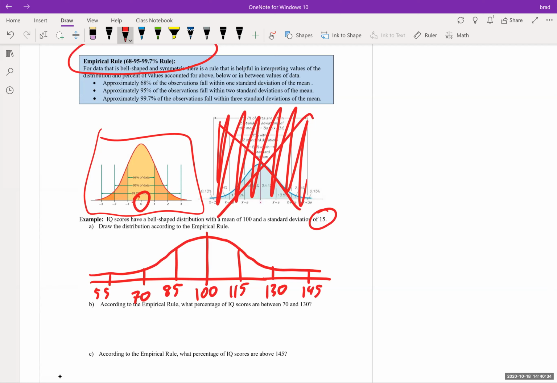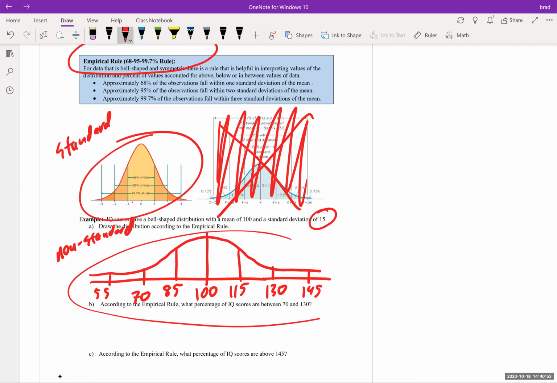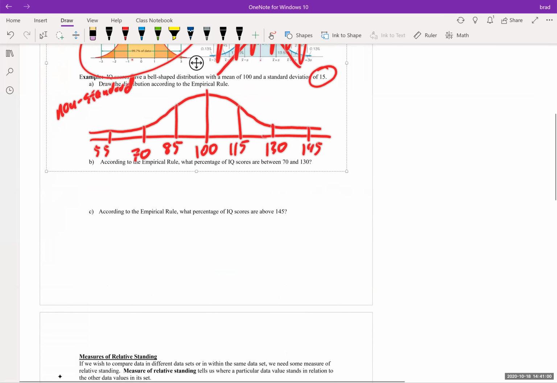Okay, so it's basically the same graph as this one, except instead of using 0, 1, 2, and 3, which is standard, we're using non-standard or unstandardized. But the idea is that this graph should match this graph in terms of percentages and area covered and everything like that. Okay, so now that we have that, it says, according to the empirical rule, what percentage of IQ scores are between 70 and 130?